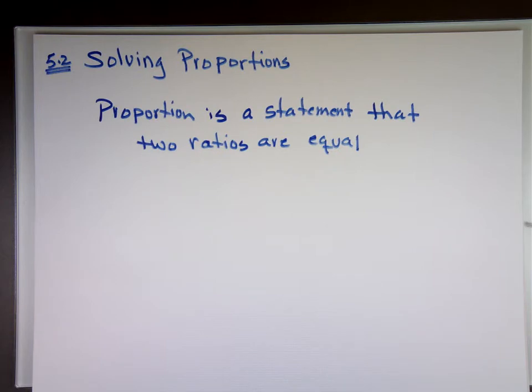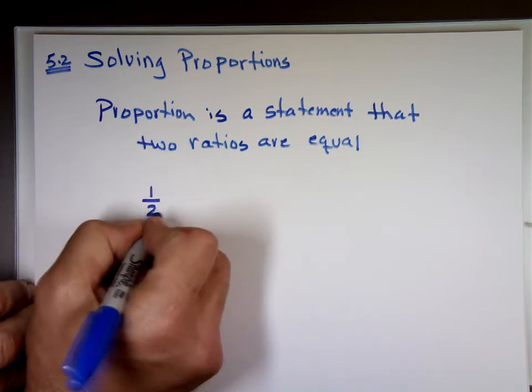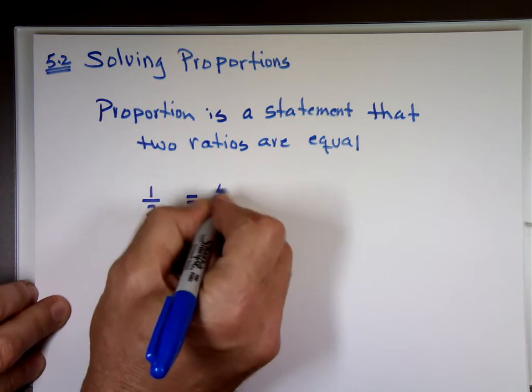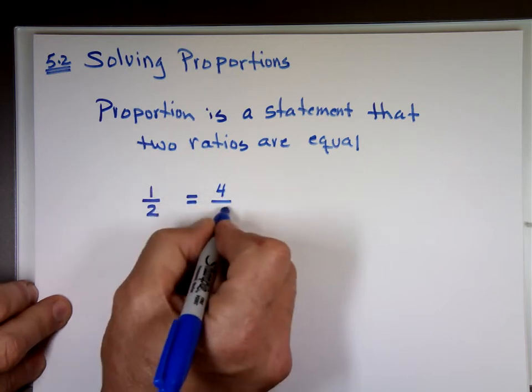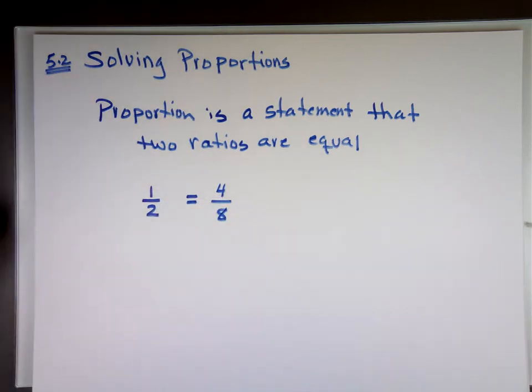A proportion is a statement that two ratios are equal. So when I write 1/2 equals 4/8, these are proportions. They are equal to each other. When we ask, are these proportional? That means, are they equal?